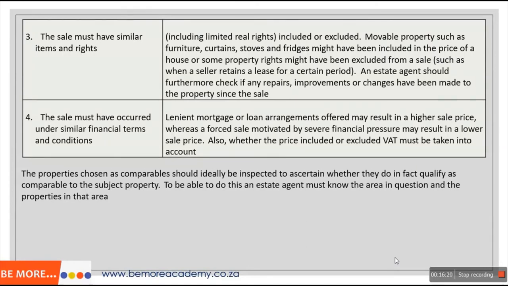The sale must have occurred under similar financial terms and conditions. Lenient mortgage or loan agreements offered may result in a higher sale price, whereas a forced sale motivated by severe financial pressure may result in a lower sale price.